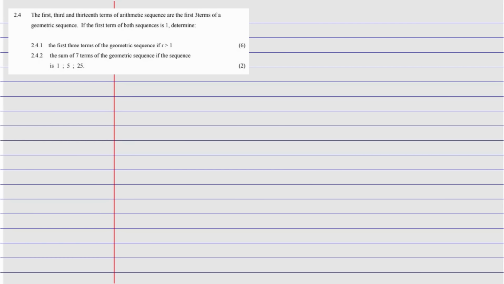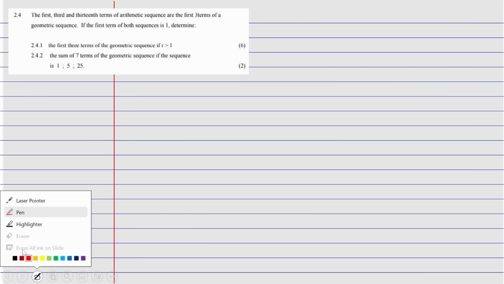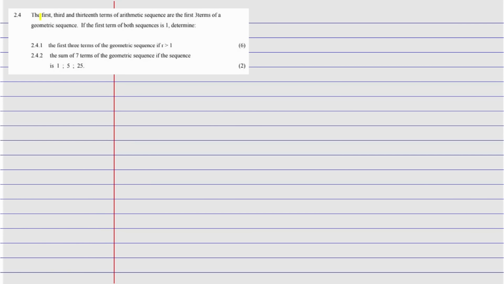So it says the first, the third, let me just take my highlighters so that you can see where I'm reading. Right, so it tells us that the first, the third, and the 13th term of the arithmetic sequence are the first 3 terms of the geometric. So if I had to rewrite whatever I just read, this is what they mean.